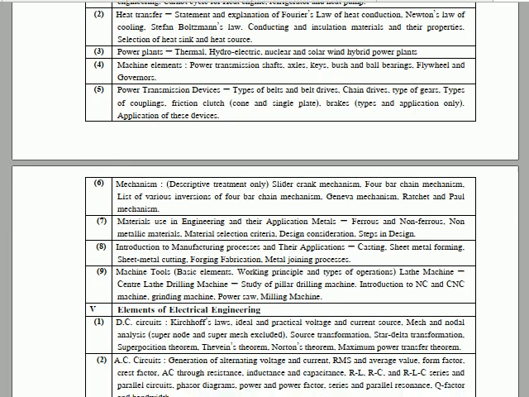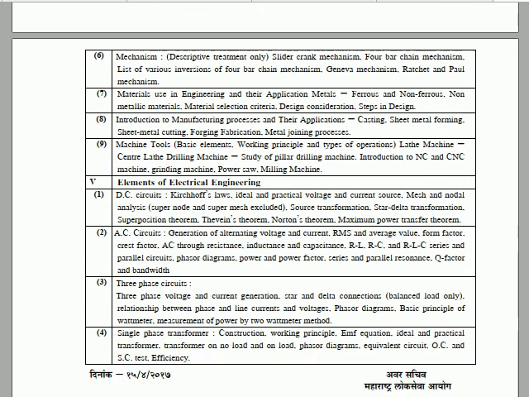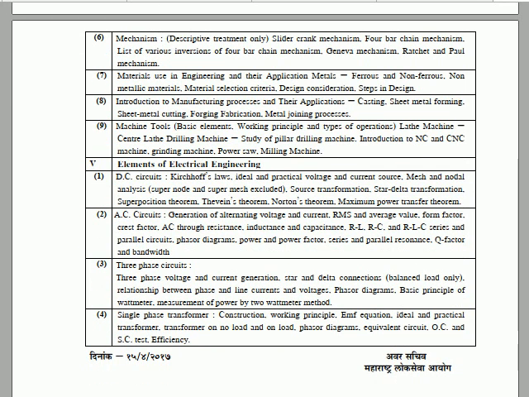Then the next subject will be electrical engineering. The electrical engineering syllabus is a little smaller than all of the technical syllabus, and it will consist of 4 chapters. It is DC circuit, AC circuit, 3-phase circuit, single phase transformer. The subject is a little scoring and easy.